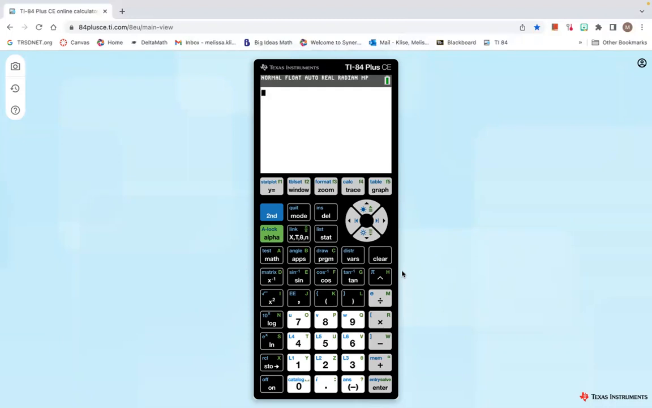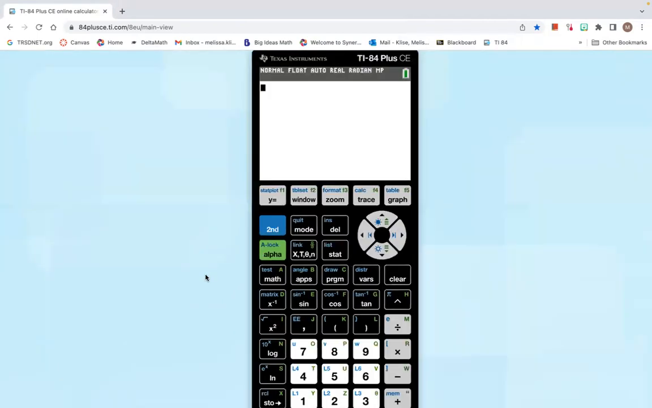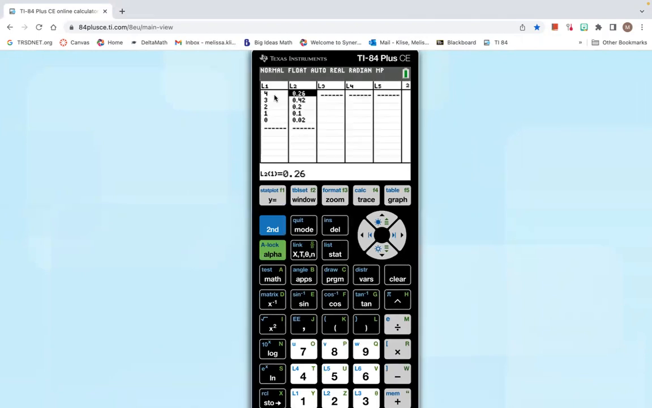The first thing we are going to do is enter our data. Click on this button right here that says stat, and we want the first option, which is edit. You may or may not have stuff in your columns here. I have stuff in my columns, so I'm going to show you how to clear it out. Everybody get to this screen, hit stat, and then edit.